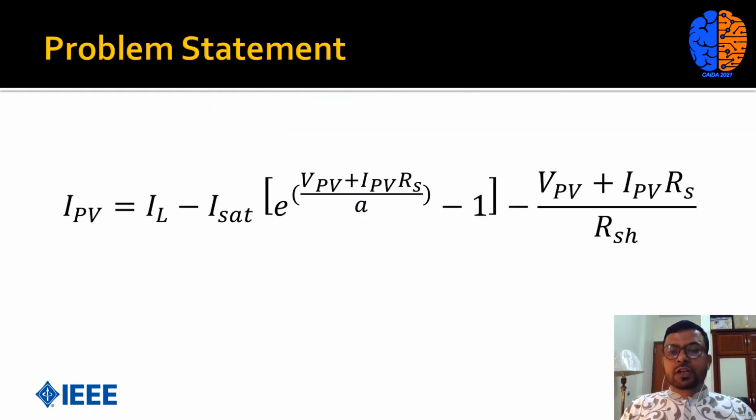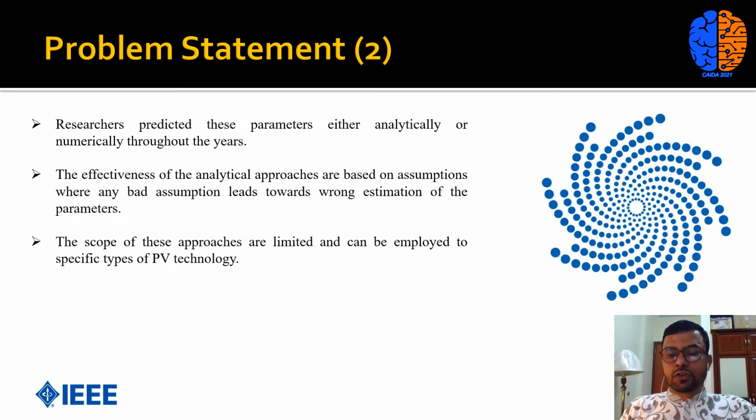The PV module current is represented by this equation. This equation is a nonlinear equation that cannot be solved using linear equation solving techniques. Such nonlinear equations have been solved using either analytical or numerical approaches throughout the years. However, the analytical approaches are based on assumptions, and those assumptions can lead towards wrong estimation of the parameters.